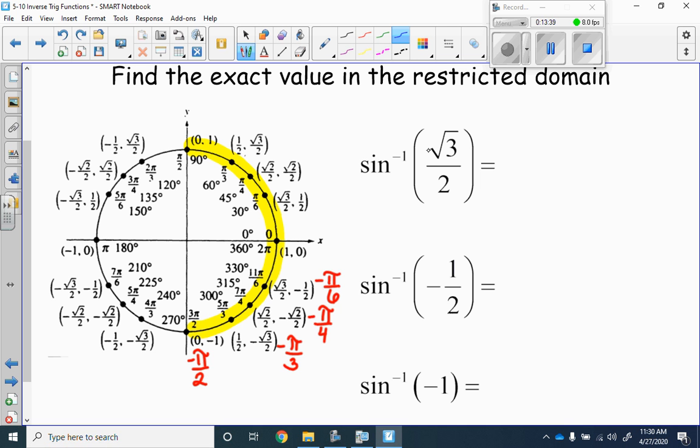So the inverse sine of the square root of 3 over 2. So I look for it here, where's sine positive square root of 3 over 2? That puts me up here. And so I see that pi over 3 is my answer. Alright, let's take a look at when is the inverse sine negative 1/2. So negative 1/2 is right here. People all the time want to put 11 pi over 6. The answer is negative pi over 6.